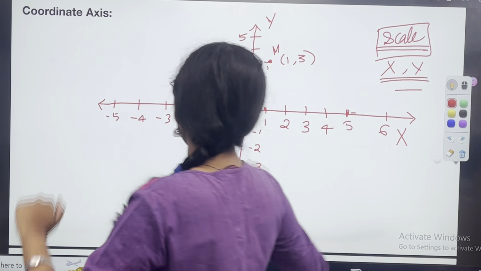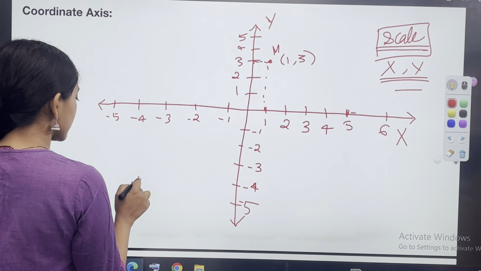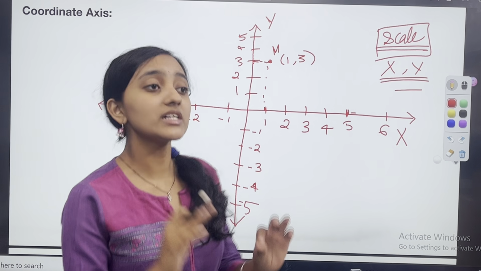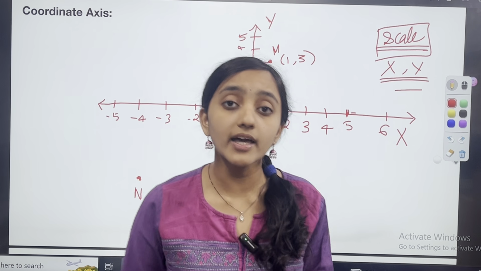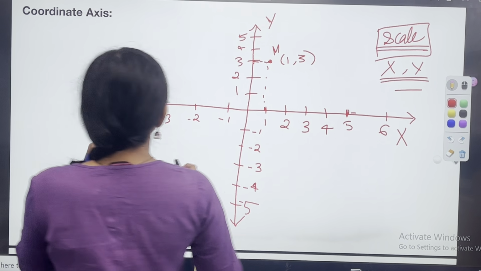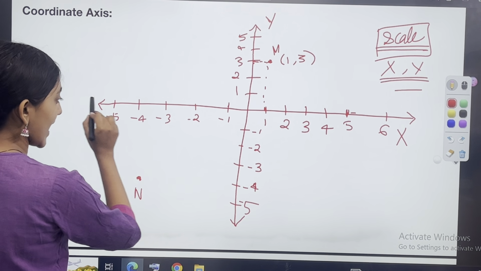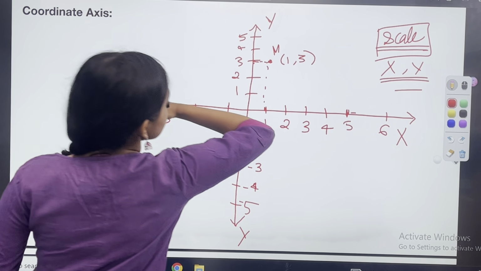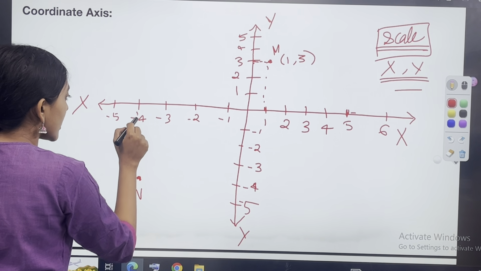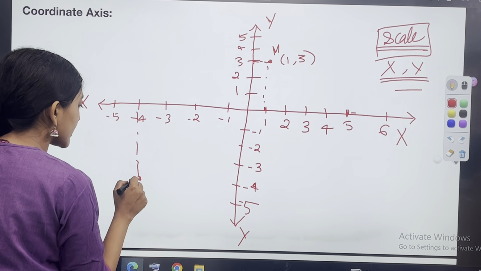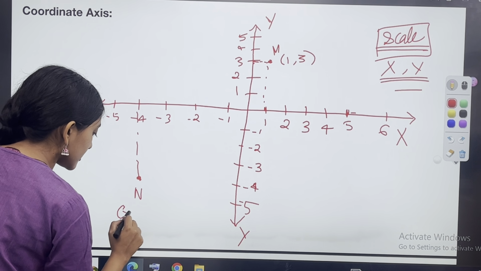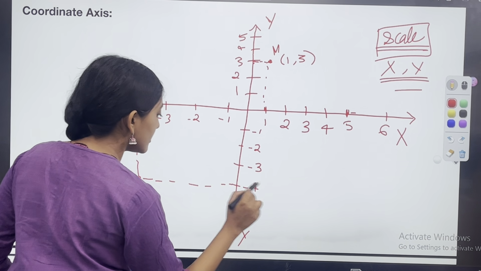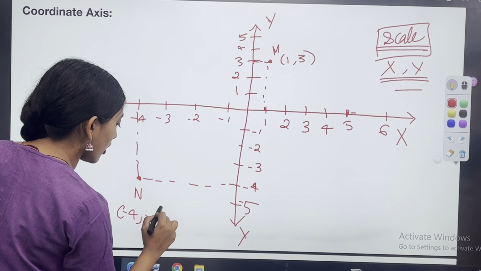Let us check for another point. For example, my point here is this one and I'm calling it N. What will be the coordinate? Always first check the x coordinate and then check the y coordinate. From the x-axis, if I am drawing a line, I can see it is hitting at -4. So it is -4, comma. From the y-axis, if I am trying to draw a line, it is at 4. So it is -4, comma 4.